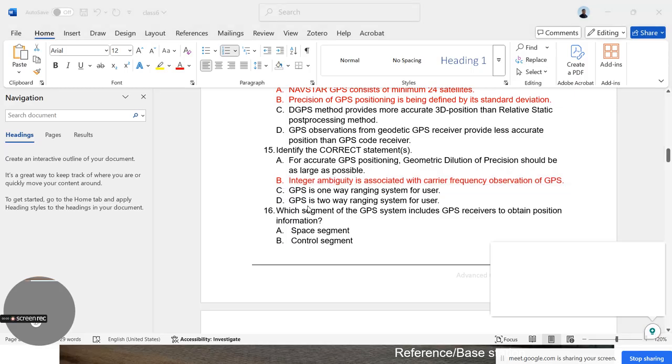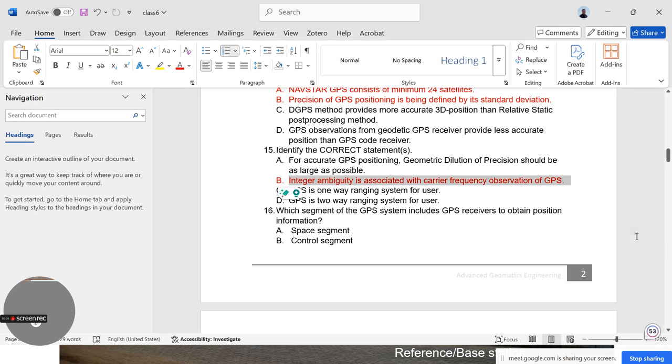GPS is a one-way ranging system for users. That is, as a user, we can just get the data from GPS satellites with a GPS receiver. We cannot give data to the satellite. So because of that, when we are using GPS, it's a one-way ranging system, not a two-way ranging system.